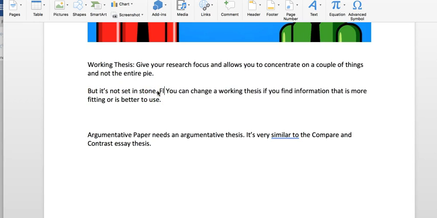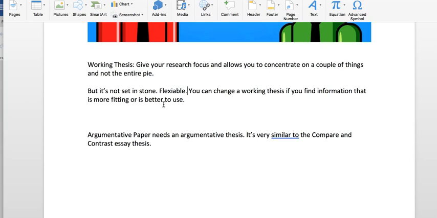So you want this flexible thesis, because you may find something as you are writing this paper that you're thinking, you know what, I thought this was a good idea. I thought I could use this information to prove Adnan was innocent or guilty, but it's not working out. So then you go to something else. And so that helps you change the thesis and change the direction a little bit. So your working thesis is super flexible. You're not married to it. It's not set in stone.